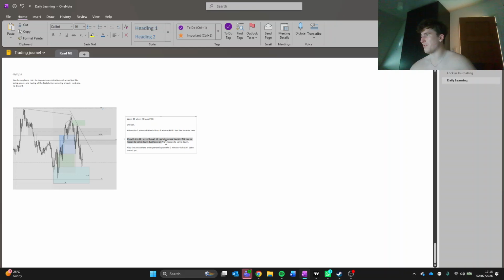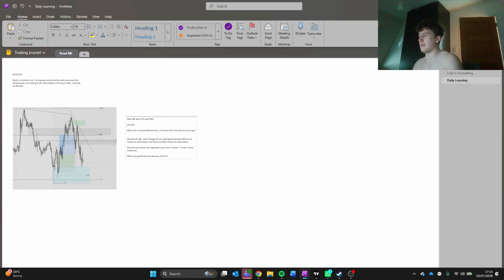Oh well, will this break even though it has taken good liquidity? I think it has no reason to come down, which it doesn't. It's just depending on ES. Hasn't been tested yet. Indeed. And I'm also going to add in, when you go break even because of ES hitting a certain level, if not crazy, like what are the most things that turn things around?